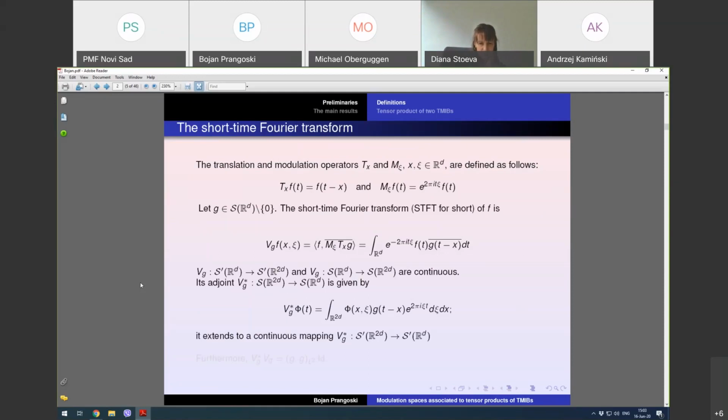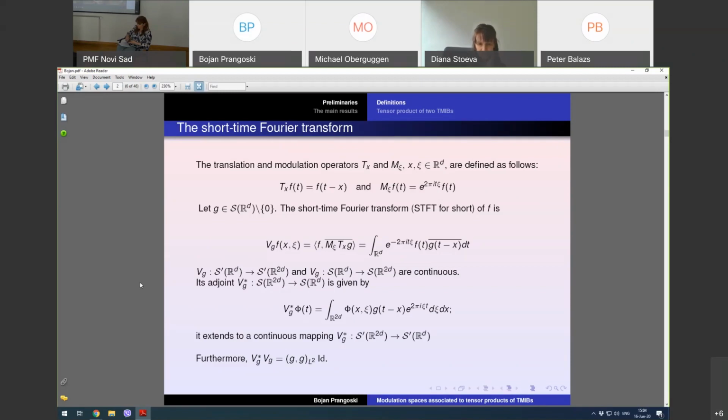I will just stress one identity: the composition of the adjoint of the short-time Fourier transform with the short-time Fourier transform is always the identity times a scalar, and this scalar is just the inner product of g with itself.